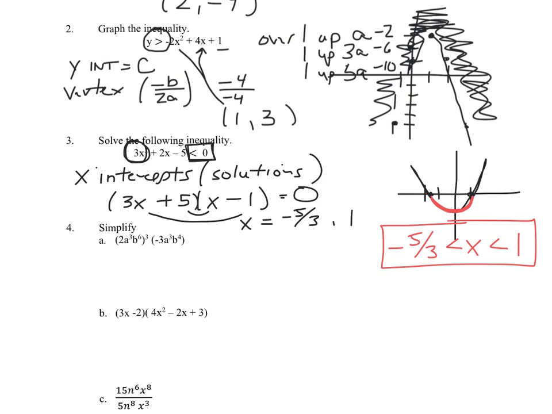Okay, the next problem is simplifying. First of all, we've got a power to take care of here. So we need to take everything in the parentheses to the third power. This would be a cubed, b to the 6th to the 3rd. And now I've got 2 cubed is 8. This is power of a power, which means I multiply those. That would be a to the 9th. This would be b to the 18th.